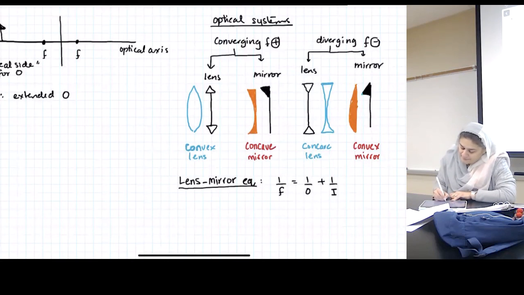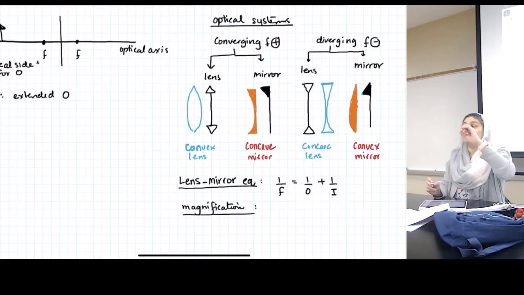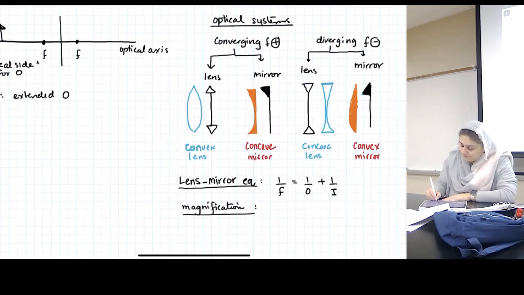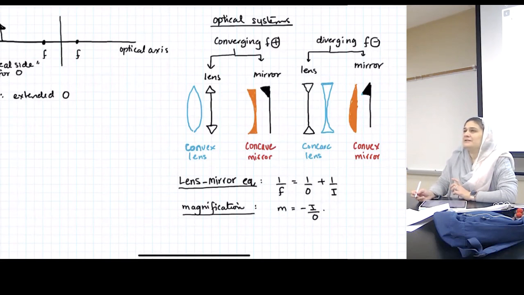And then another one is called magnification, which is by how much an extended object is enlarged or reduced in size. And that equation is m equals minus the image height over the object height. Well, in this case, it'll be the height.